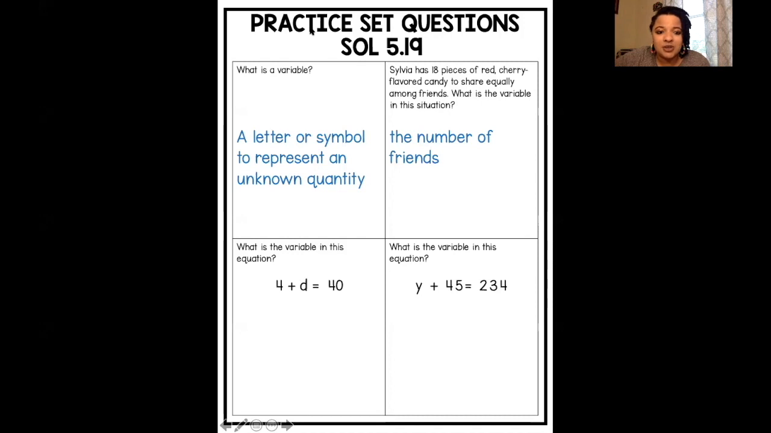The next one says, what is the variable in this equation? 4 plus D equals 40. Well, the number that we don't know is represented by a letter D, so D is our variable. And finally, what is the variable in this equation? Y plus 45 equals 234. We don't know the quantity for Y, so that is our variable.